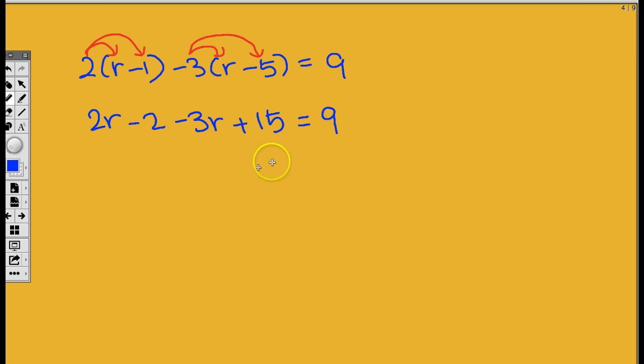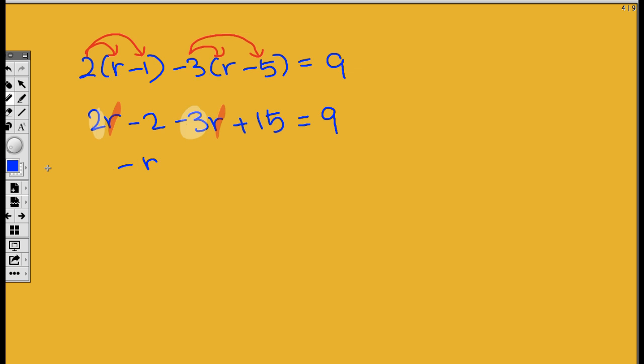Okay? So now we're just going to combine like terms. Very easy stuff. So we're looking for r's, right? So then I'm just going to copy the r. And then I see the number at the front. Okay? And the number at the front is what? 2 and negative 3. So what's 2 minus 3? Negative 1. So I'm just going to put the negative and not the 1.